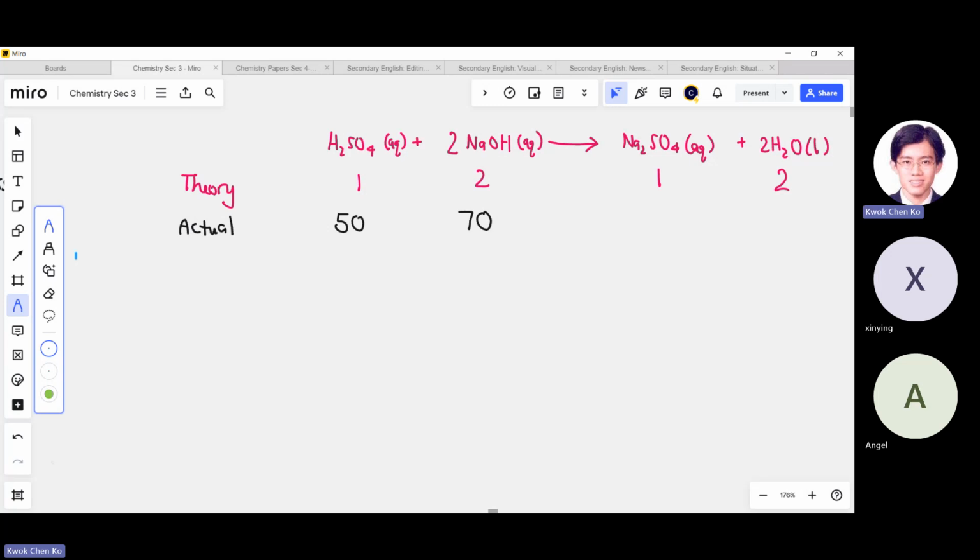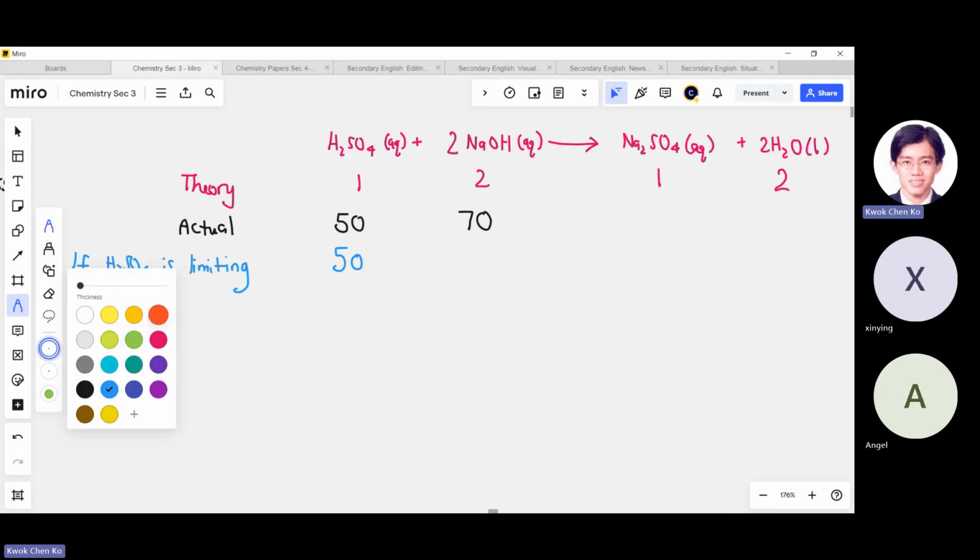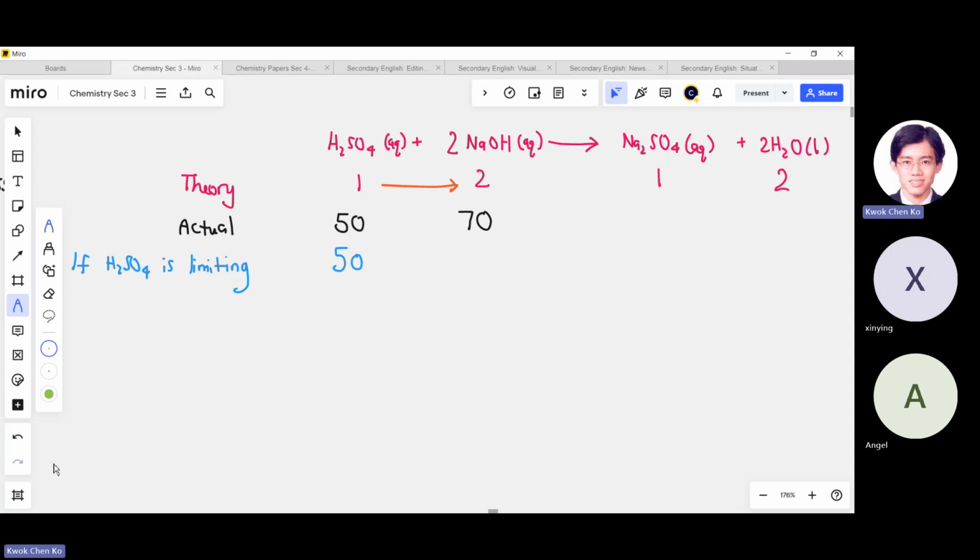Now, Ethan, let's follow your assumption. If H2SO4 is limiting, then I would have used up the entire amount. Okay, we follow this assumption. H2SO4 is limiting, so I use up all the H2SO4, 50. But based on your theoretical ratio, 1 H2SO4 translates to 2 NaOH. So 50 translates to 100.